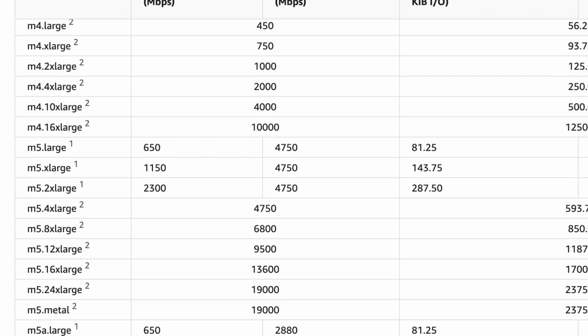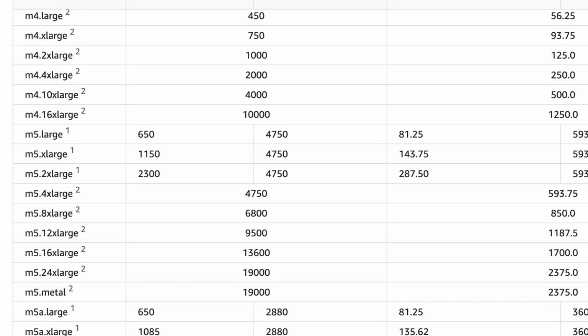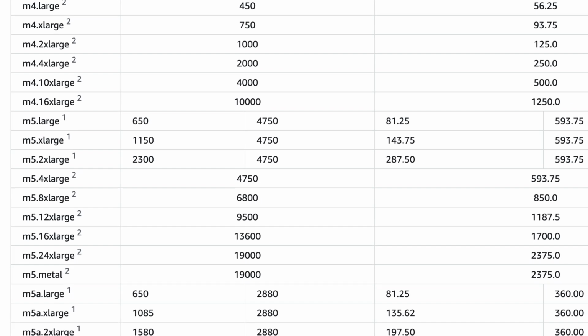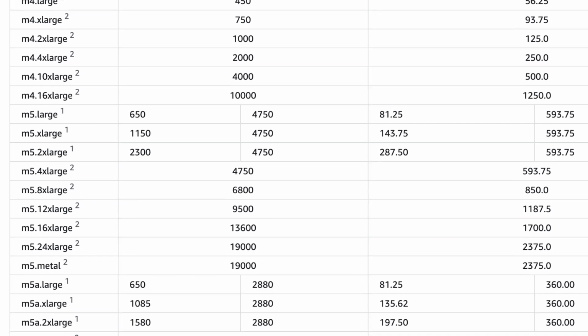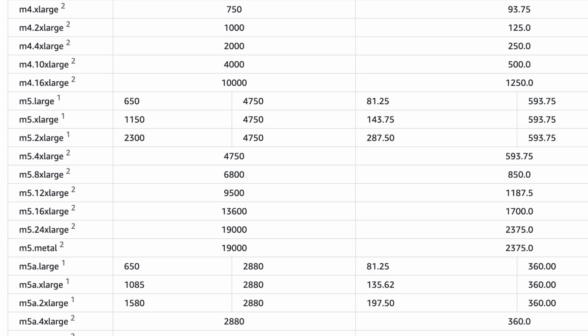So in this case, we would want to modify that EC2 instance to an M5 large, and that will allow the volume to reach its full potential of 750 megabytes of throughput, and it won't hit that EC2 threshold here of 850 megabytes of throughput.